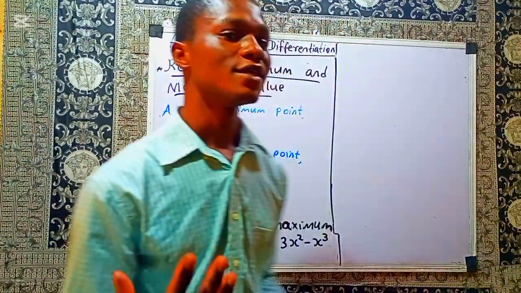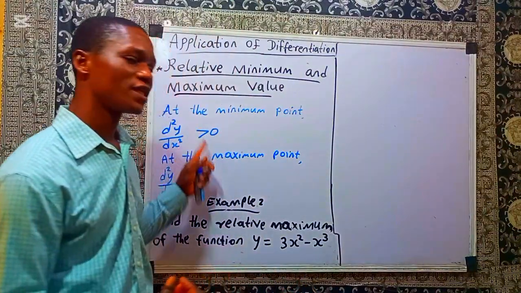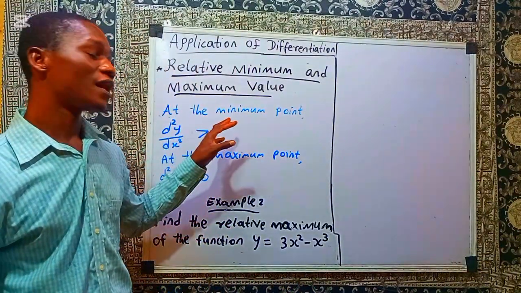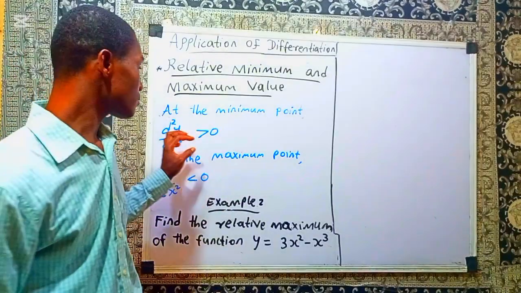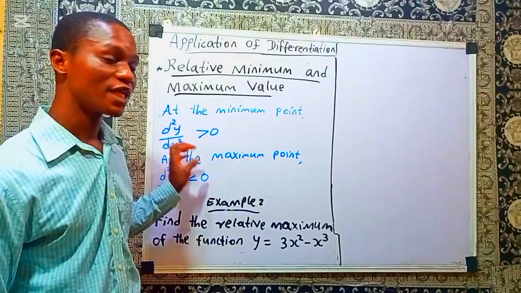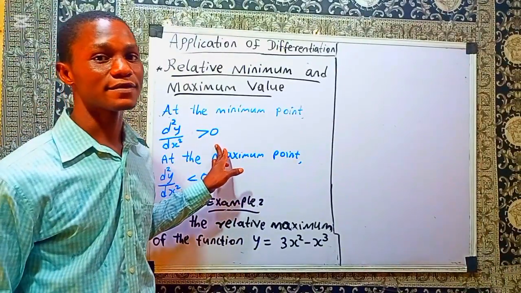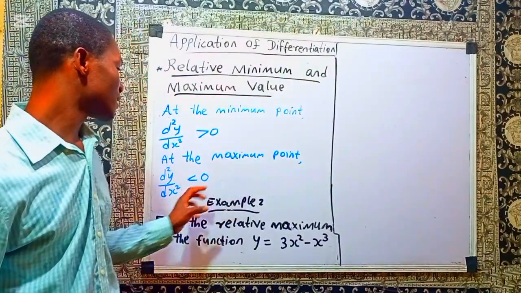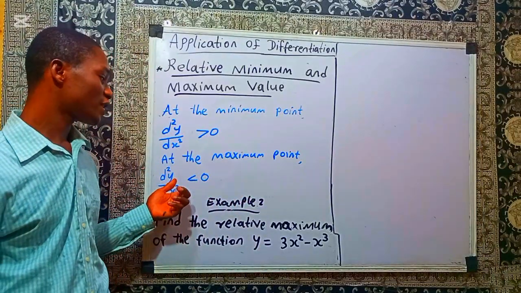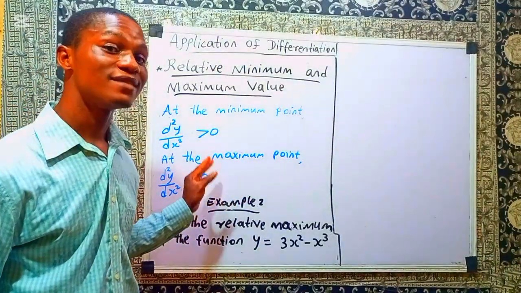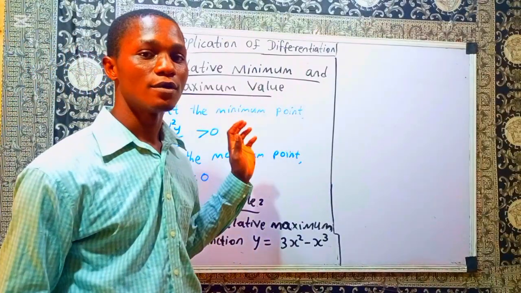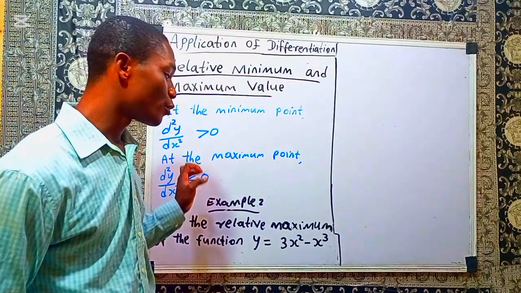I told you that we are going to make use of these two things I wrote down on the board. At the minimum point, the second derivative of the function with respect to the independent variable will be positive, greater than 0. And at the maximum point, the second derivative will be less than 0. That's negative. These are the two second derivative tests for minimum and maximum point.